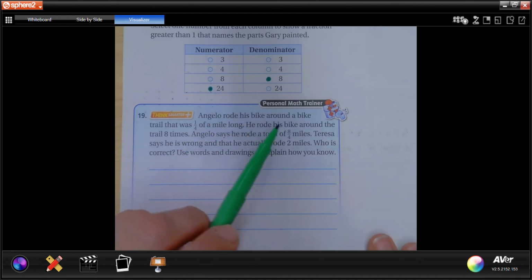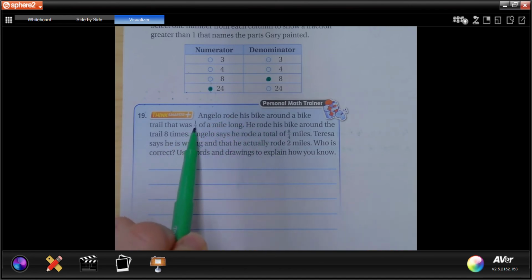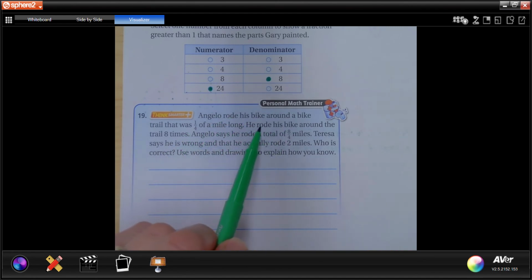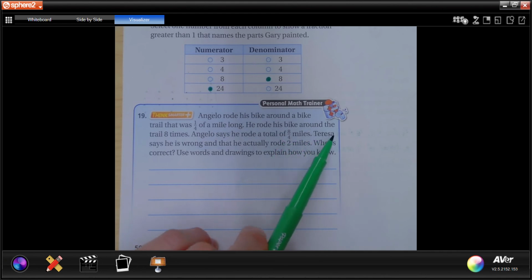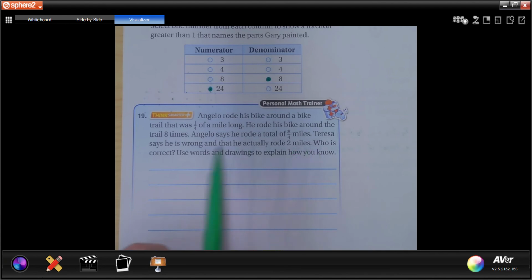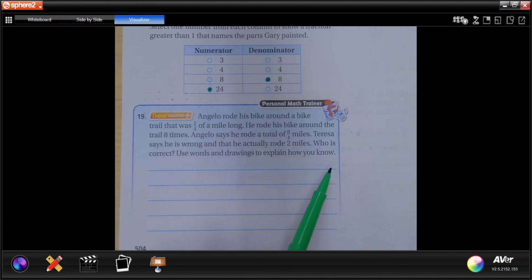Angelo rode his bike around a bike trail that was 1/4 of a mile long. He rode his bike around the trail 8 times. Angelo says he rode a total of 8/4 miles. Teresa said he's wrong and he actually rode 2 miles. Who is correct? Use words and drawings to explain how you know.